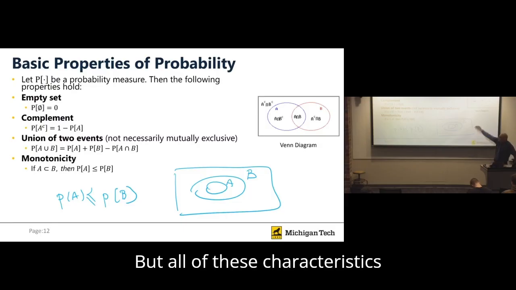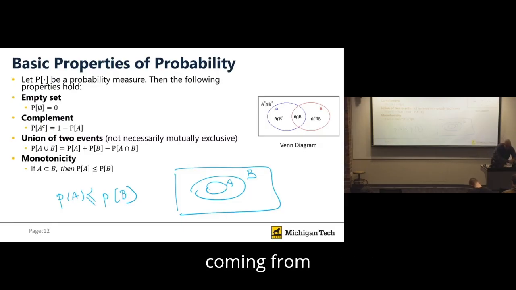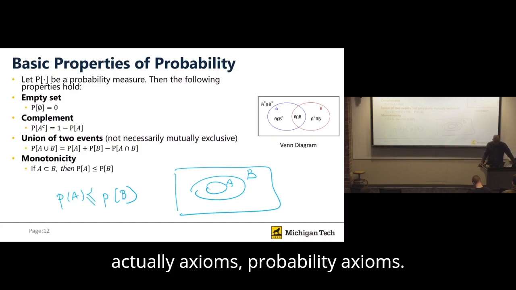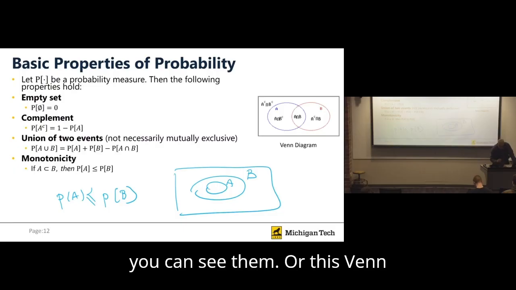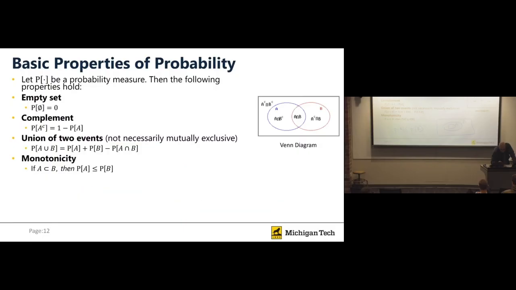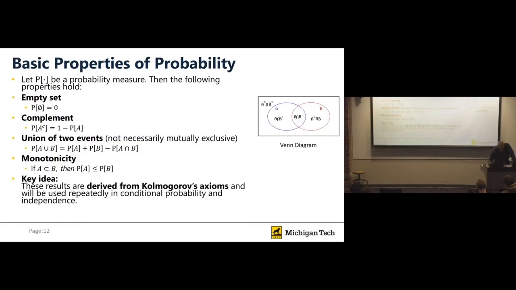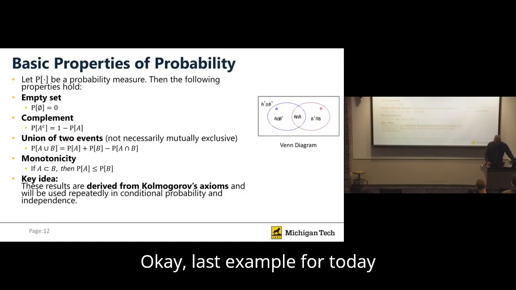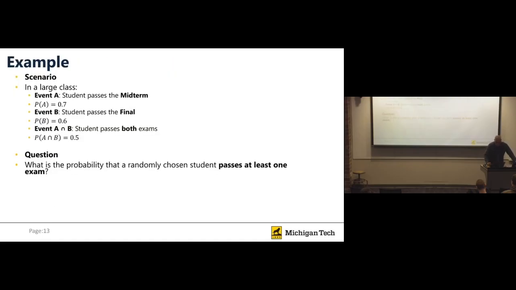But all of these characteristics actually come from the probability axioms. You can see them, or use the Venn diagram. As I mentioned, they come from the Kolmogorov axioms.